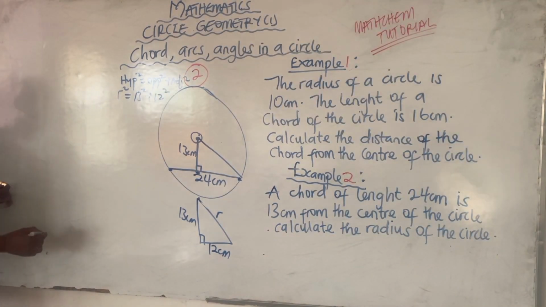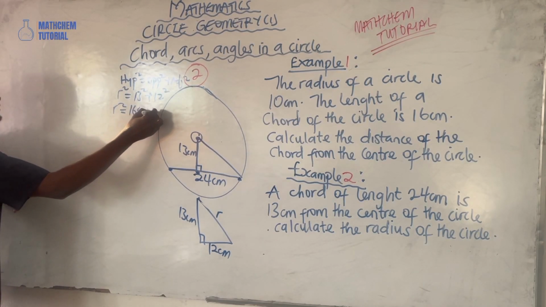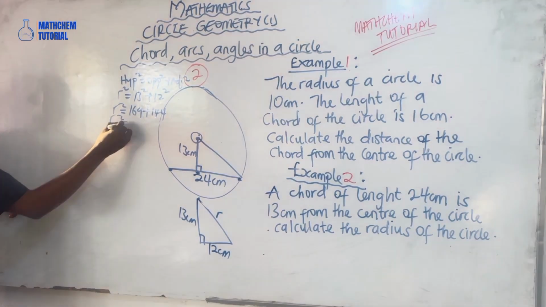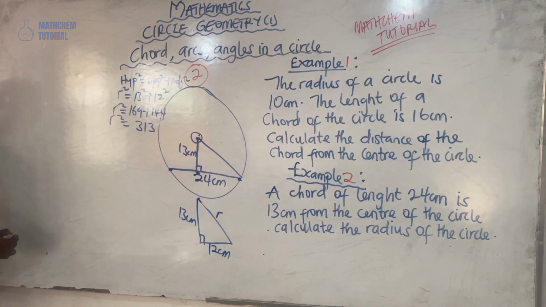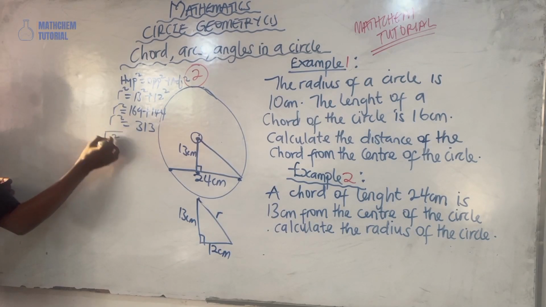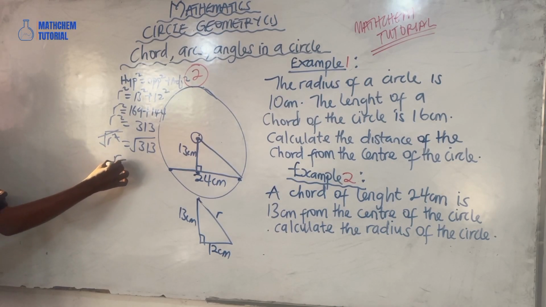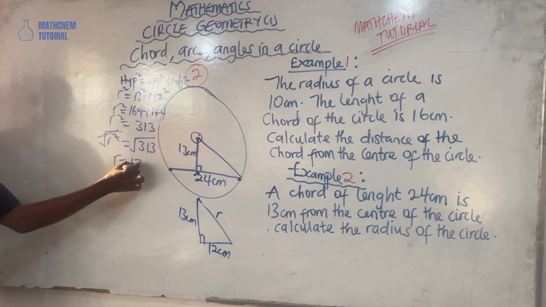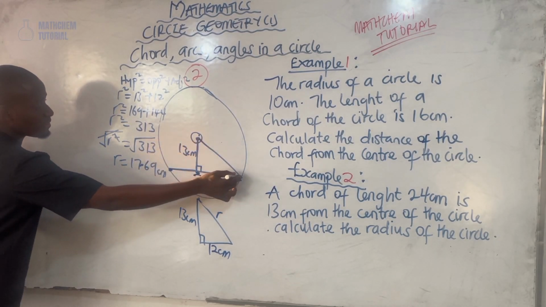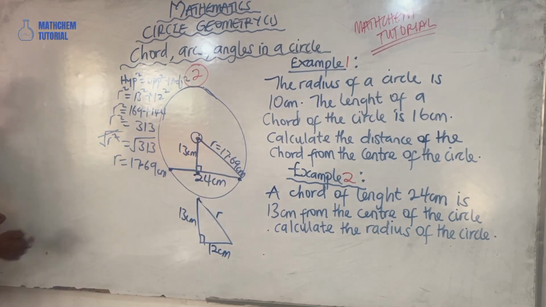Plus 12 square. So R square equals 13 square is 169 plus 12 square is 144. So 169 plus 144 gives us 313. And if I find the square root of both sides, that gives me R, the square root of 313. So this square root will eliminate this square. Then my R will be the square root of 313, which is 17.69 centimeter. So meaning that the radius of this circle R is equal to 17.69 centimeter. And that is what we are asked to calculate.